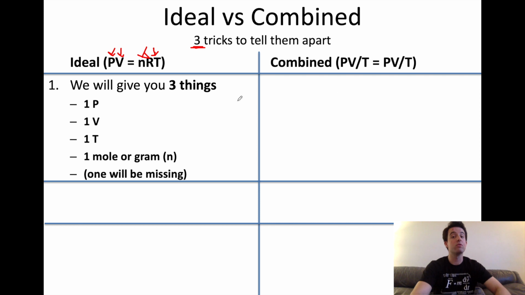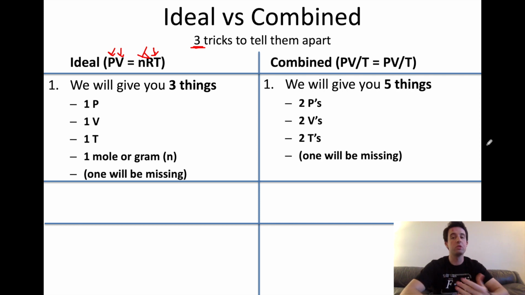Combined gas law, we give you 5 things. Because remember, you've got 2 P's, 2 V's, and 2 T's. Combined gas law is PV divided by T equals PV divided by T. So we'll give you 5 of those things. Again, 1 will be missing. That's what you're solving for. If we give you all 4 variables in an ideal gas law, or we give you all 6 variables in a combined gas law, there's nothing to solve for. So there's no point. So number one way, easiest way to tell them apart, count up the numbers.